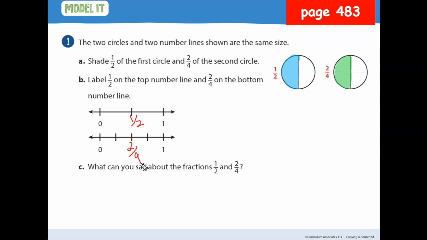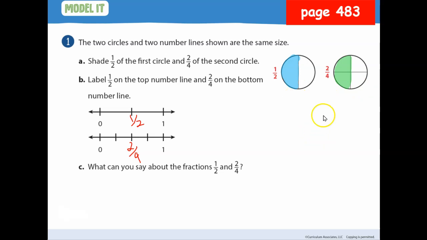Okay. What can you say about the fractions 1/2 and 2/4? So what can we say about those? So based on all this, what can you say about both fractions, 1/2 and 2/4? They are what? Equal. They're equal. They're the same. Okay? They're the same. The same amount was shaded in on both.